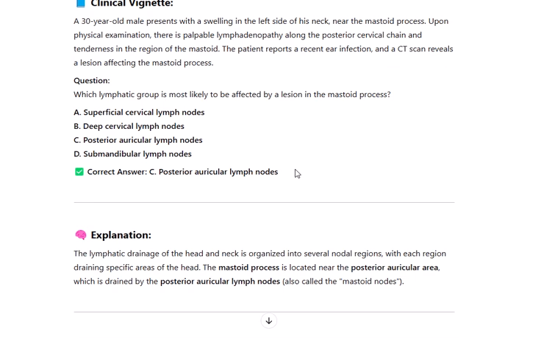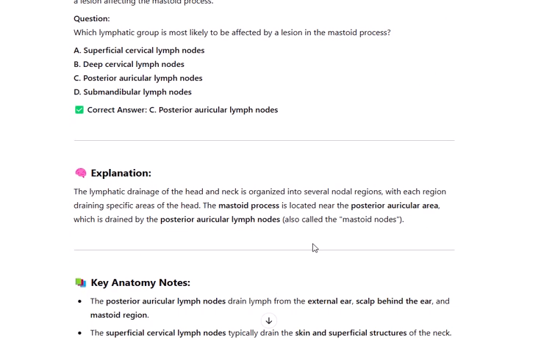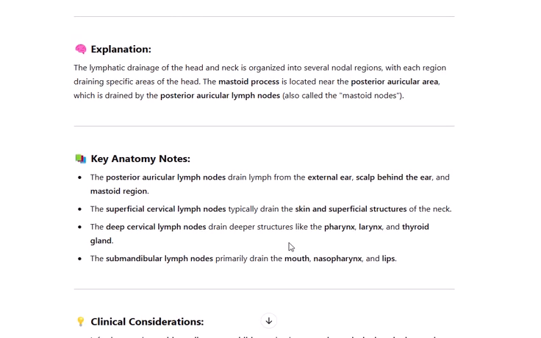The posterior auricular lymph nodes drain lymph from the external ear, scalp behind the ear, and mastoid region. The superficial cervical lymph nodes typically drain the skin and superficial structures of the neck. The deep cervical lymph nodes drain deeper structures like the pharynx, larynx, and thyroid gland. The submandibular lymph nodes primarily drain the mouth, nasopharynx, and lips.